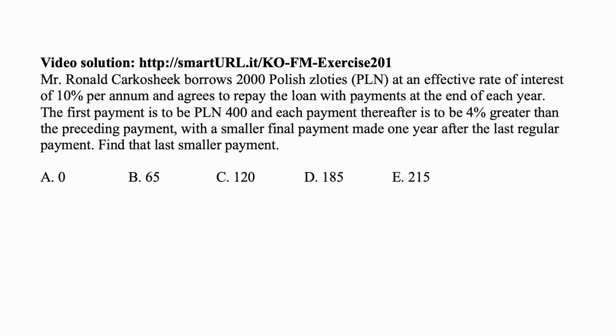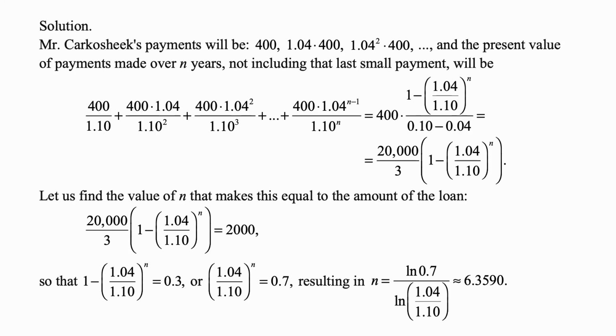The first payment is to be 400 Polish złotys, and each payment thereafter is to be 4% greater than the preceding payment, with a smaller final payment made 1 year after the last regular payment. Find that last smaller payment. And here's the solution. So Mr. Karkosik's payments will be 400, 1.04 times 400, 1.04 squared times 400, and so on.